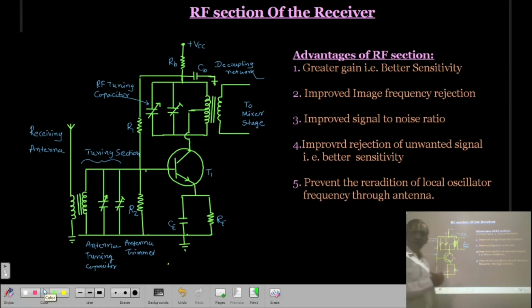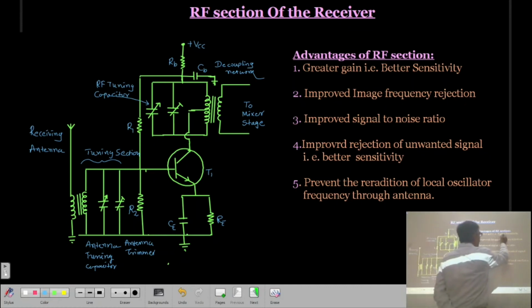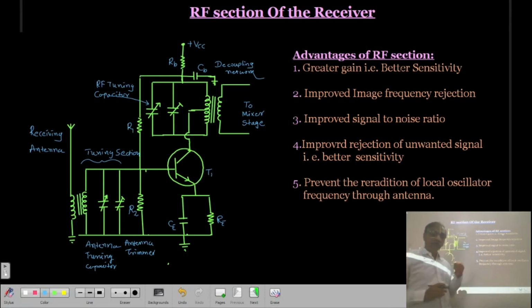Okay, I already mentioned a few advantages of using the RF section. First of all, the greater gain means better sensitivity. Here it is going to amplify your signal 10, 20 or 50 times. It is providing some gain, so the sensitivity of the radio receiver is increased. So if your input signal is very weak, you are still able to receive the signal.